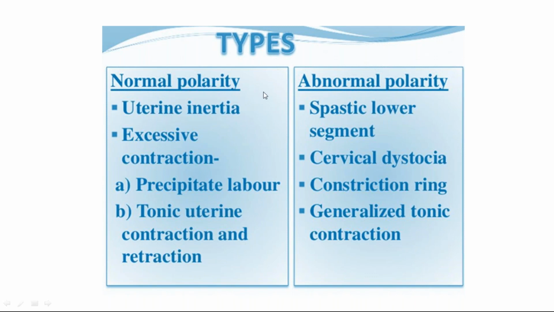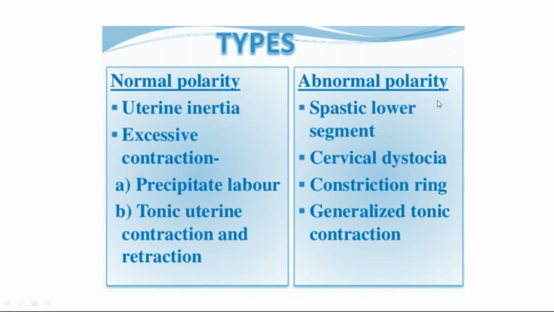So normal polarity is maintained. Polarity in the sense the upper segment is contracting and retracting, the lower segment is dilating and relaxing, receiving the baby. So the normal polarity is maintained in uterine inertia, then in excessive contractions, hyperstimulations, that is precipitate labors, tonic uterine contractions and retraction. So these are the conditions where the normal polarity is maintained.